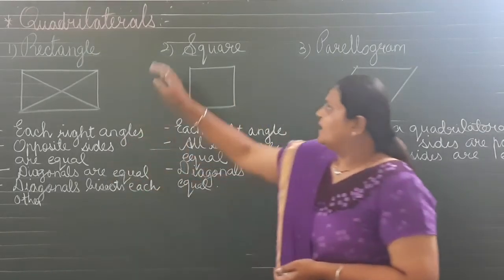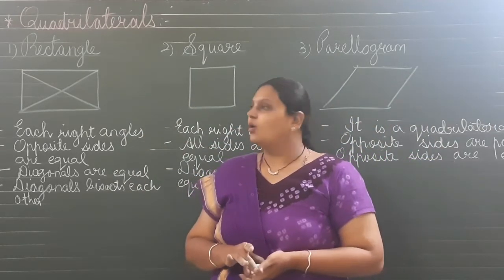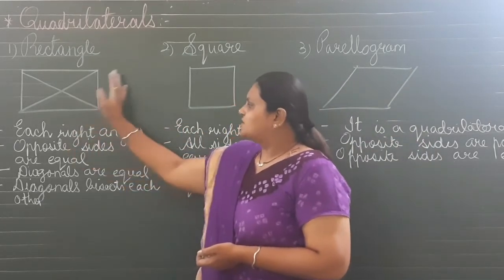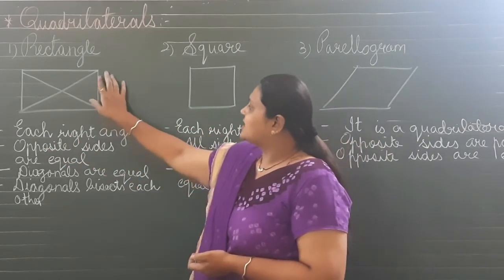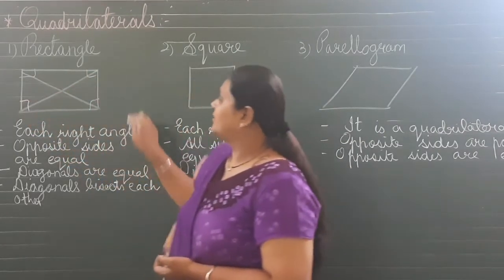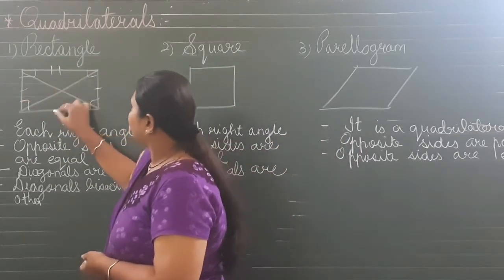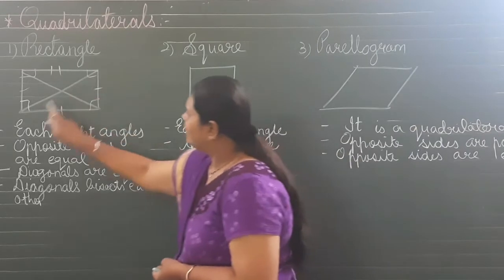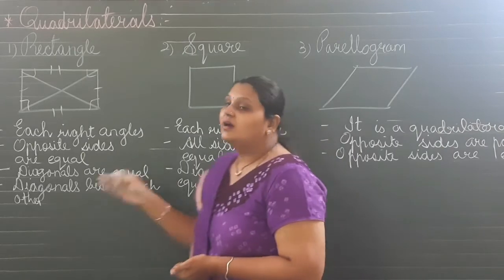Now we will see quadrilaterals. Quadrilaterals are four-sided polygons made up of line segments. Very first, rectangle. So this is a rectangle. Each of its angles is a right angle. We can see right angle over here. Opposite sides of the rectangle are equal. These are opposite sides and they are equal. Diagonals are equal. Diagonals bisect each other in a rectangle.